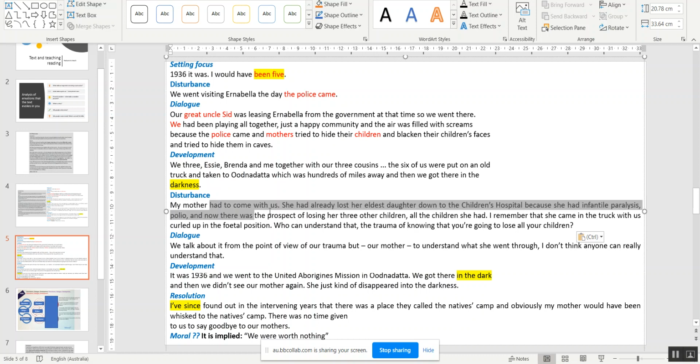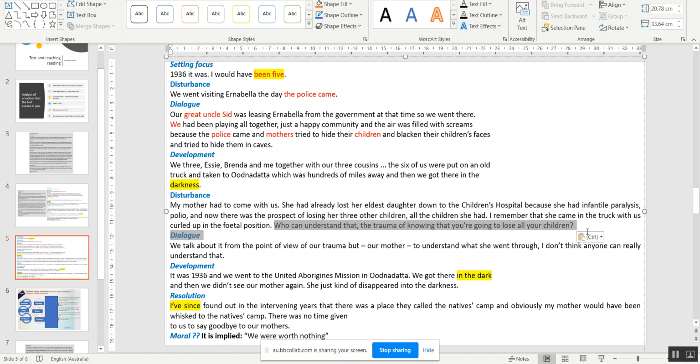If she had to come with us, that means the 6 of, so we 3, Essie, Brenda, and me, together with our 3 cousins, the 6 of us were put on an old truck and taken to Udnata. And then we got there in the darkness. My mother had to come with us. She had already lost a child because she had this paralysis, and there was the prospect of losing her 3 other children, right? So that's the danger of it, right?